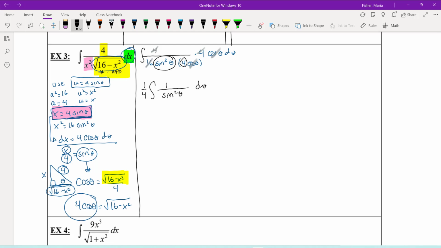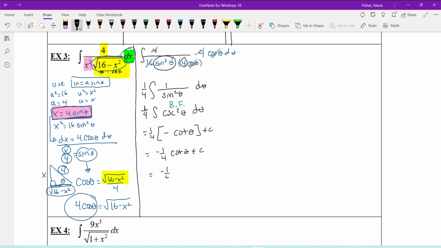How do I do that? I just have to remember that 1 over sine squared is actually cosecant squared. Why is converting it to cosecant squared of theta helpful? Because cosecant squared of theta is a basic form. We know how to integrate cosecant squared theta. That's going to equal negative cotangent of theta plus C. Distributing, I end up with negative 1/4 times the cotangent of theta plus C.